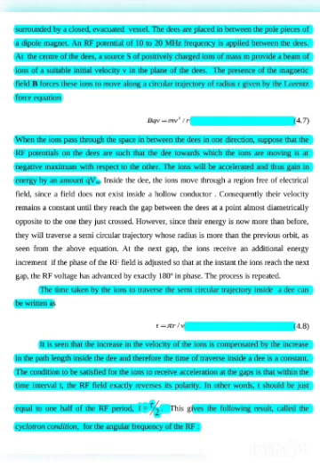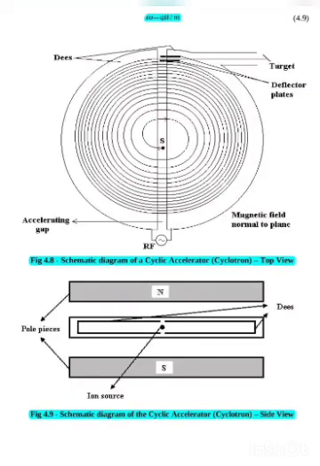This gives the following result called the cyclotron condition for the angular frequency of the RF. Omega is equal to qB by m. These are the top view and side view of the schematic diagram of cyclotrons.